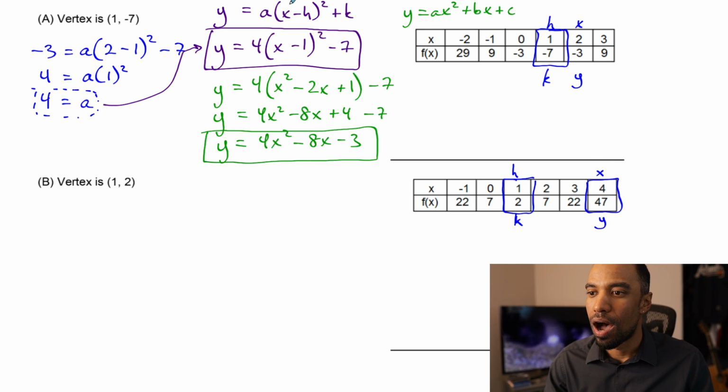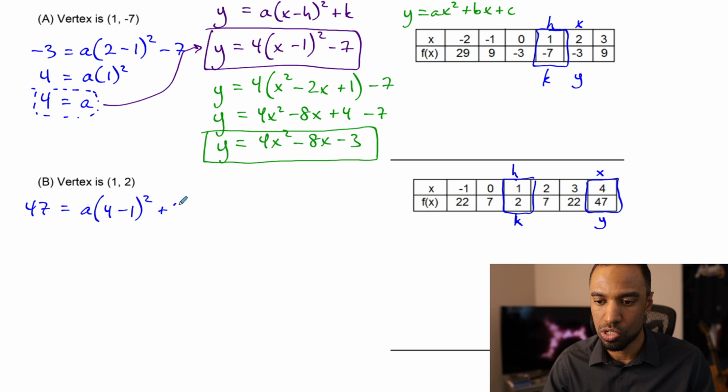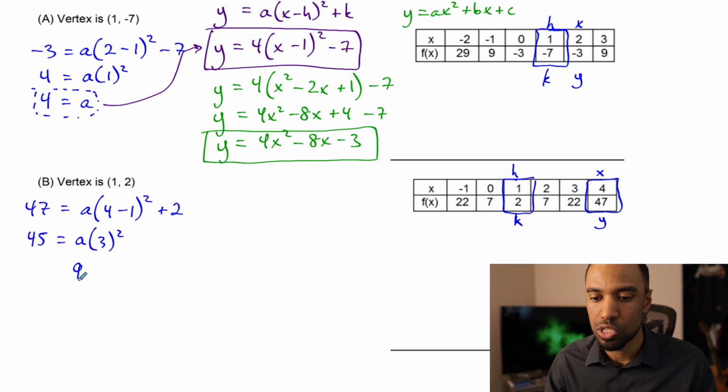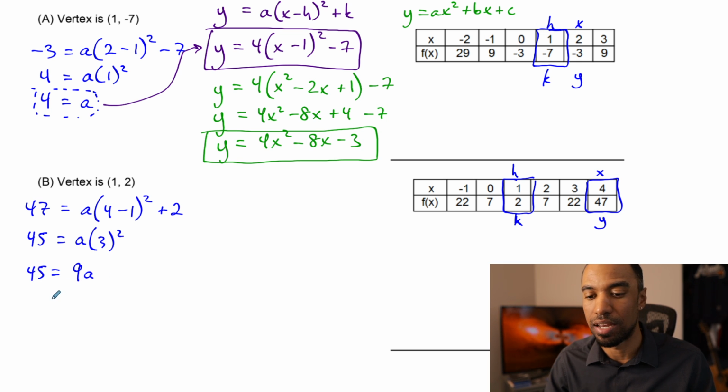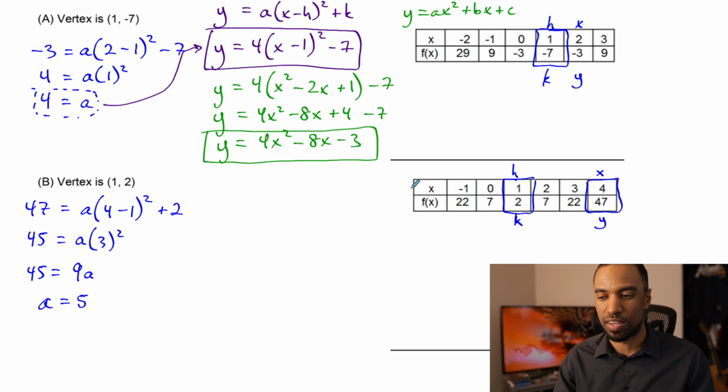All right, here we go. Same equation right here. Solve for a. y is 47. Lucky number 47. a times x, which is 4, minus 1 quantity squared plus k. That's plus 2. Subtract 2 from both sides. That's going to be a 45 over here. 45 equals a times 3 quantity squared. Well, 3 squared is 9. So 9a is 45. Divide both sides by 9. You get a equals 5. It's still not bad. That's like a big number. Kind of worse if you get some negatives there.